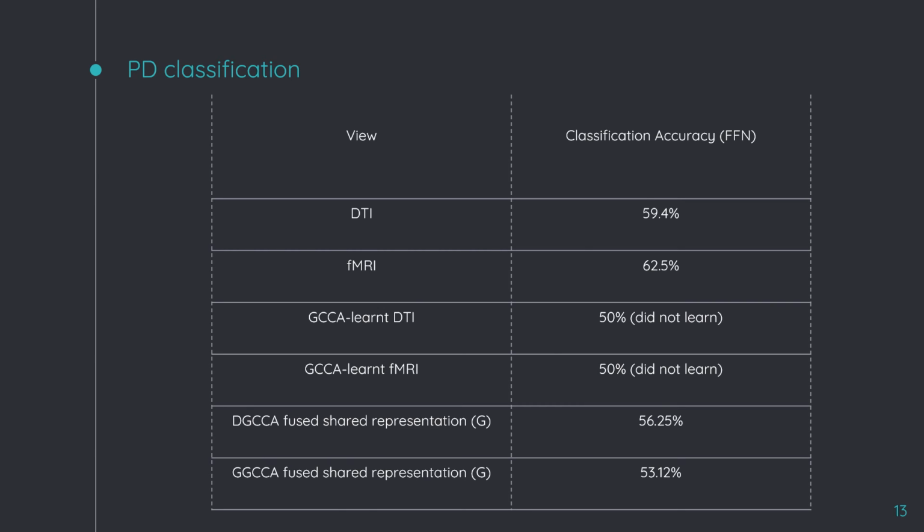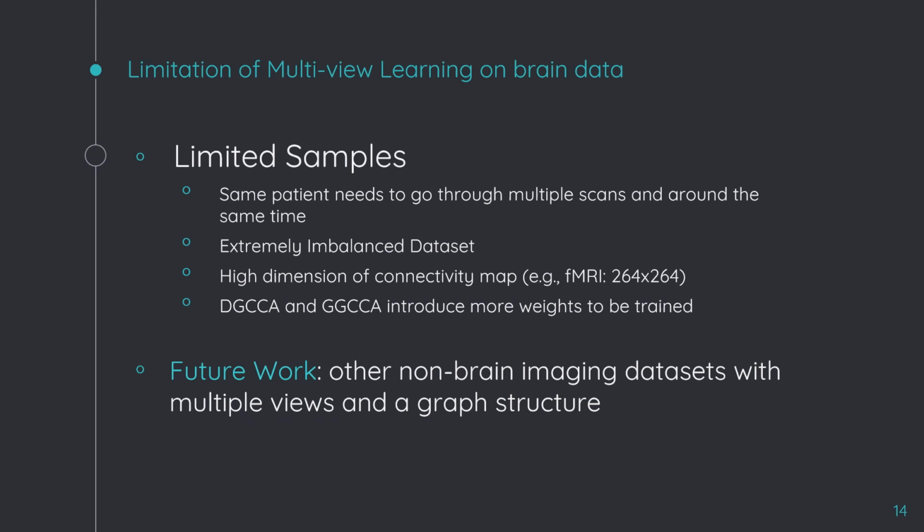These are the results for PD classification through DGCCA and GGCCA, compared to GCCA and just using one view. We can see that all the multi-view learning approaches did not manage to do better than just using one view. When using GCCA, the models did not manage to learn any useful information from the fused representation. The poor performance of our models on the PD data could be due to limited samples that we have.